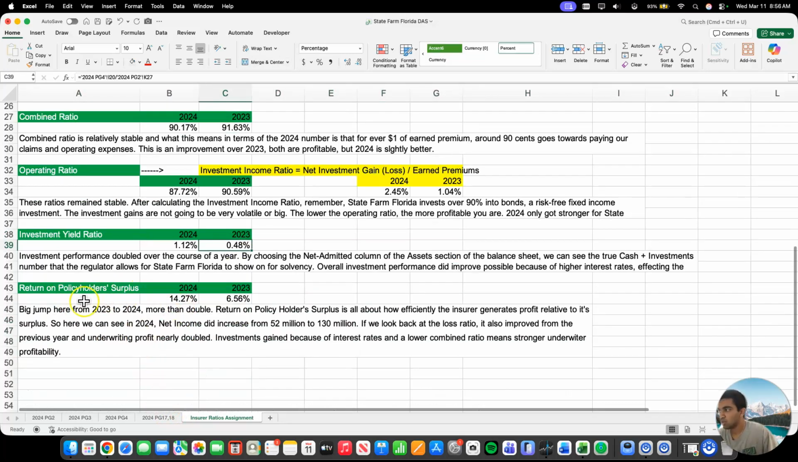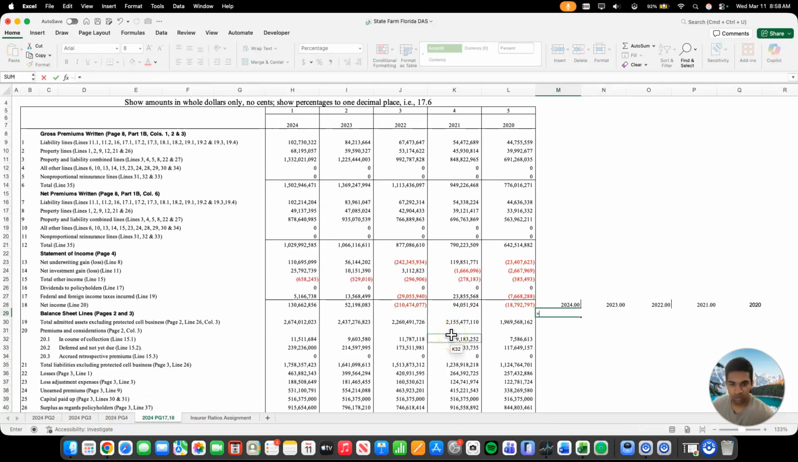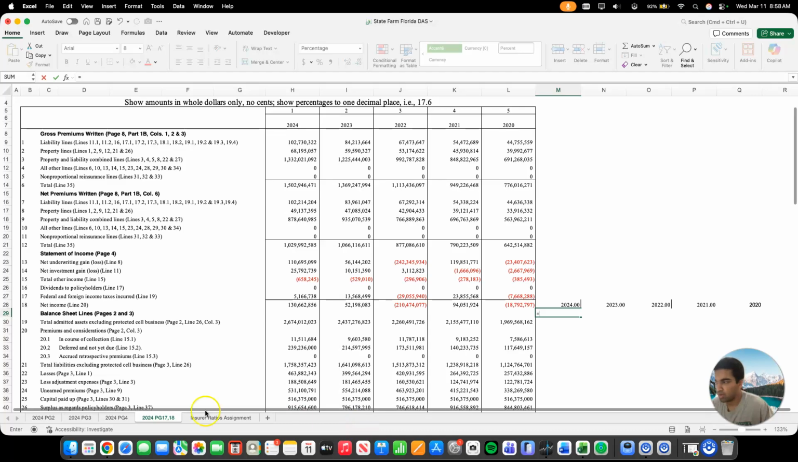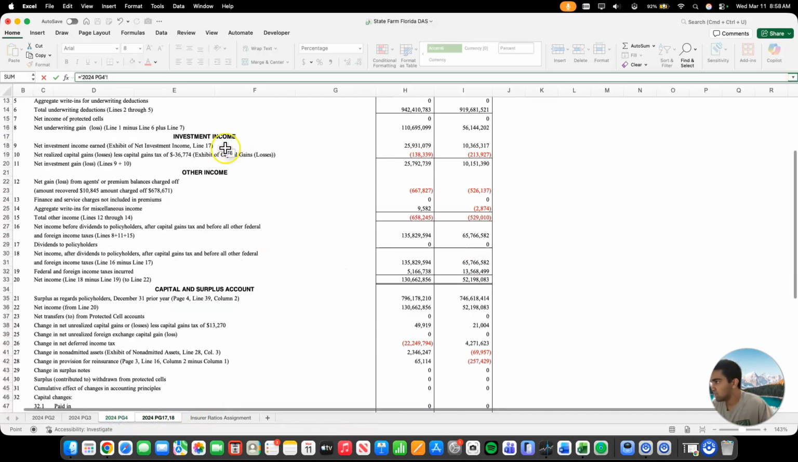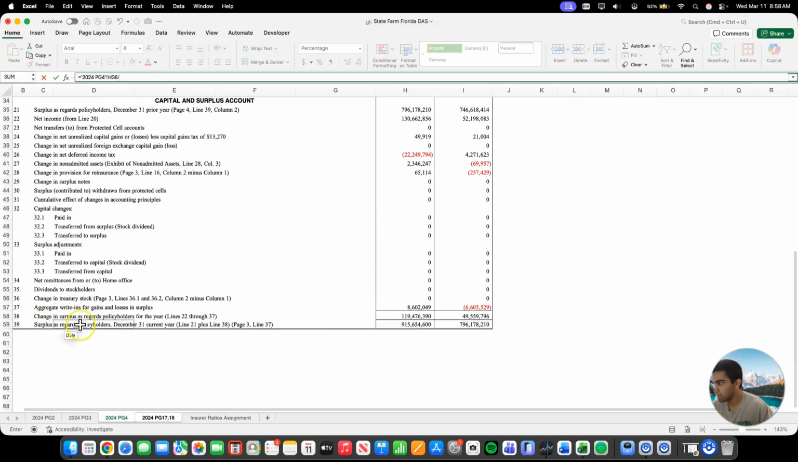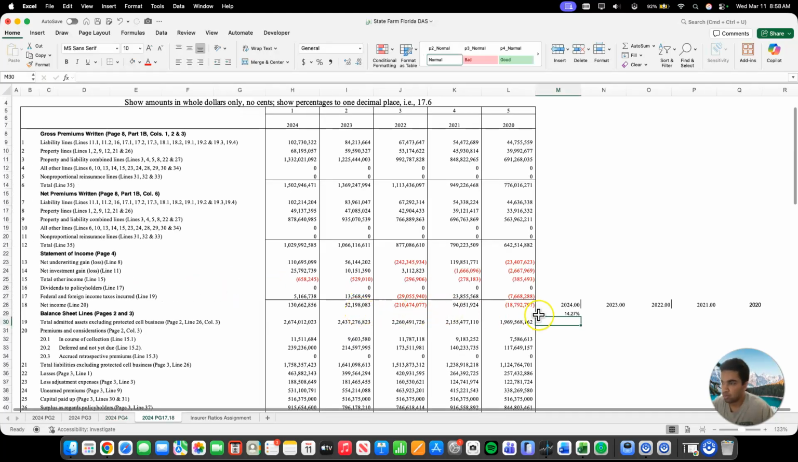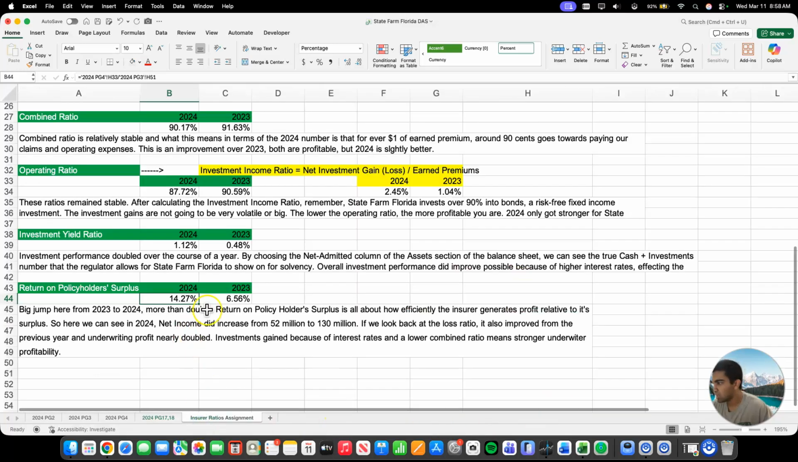So return on policyholder surplus, let's take a look at that. For return on policyholder surplus, you want to take your net income, which is in your statement of income. So net income right here, that 130 million, divided by policyholder surplus, which is at the end, surplus as regards policyholders after all the calculations, and you get 14.27. You can drag that out to the right once, and those are your numbers.